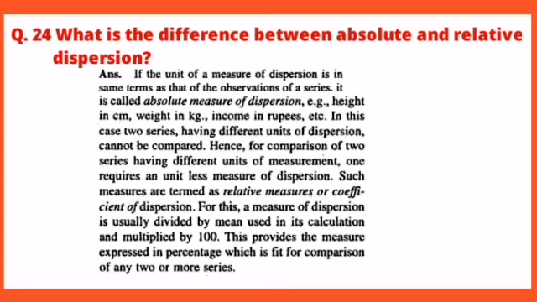Hence, for comparison of two series having different units of measurement, one requires a unit-less measure of dispersion. Such measures are termed as relative measures or coefficient of dispersion. For this, a measure of dispersion is usually divided by the mean used in its calculation and multiplied by 100. This provides the measure expressed in percentage, which is fit for comparison of any two or more series.